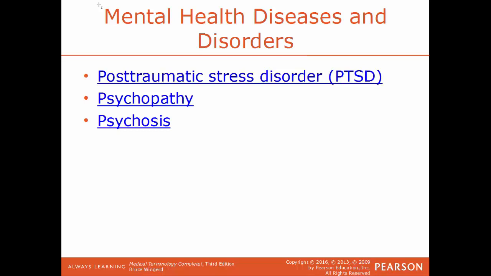Psychopathy is a general term for a mental illness or a mental disorder. Psychosis. This is a severe mental disorder where the person's emotions and thoughts are so impaired that the person has lost contact with all reality. So the person will have radical changes in personality, and they can't function on a normal day-to-day basis.